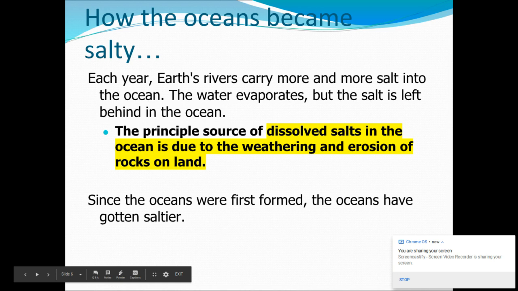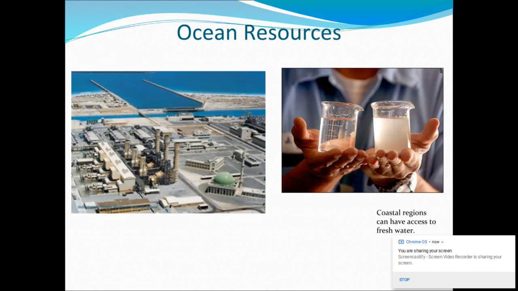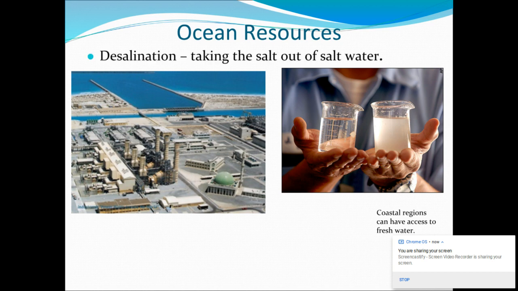So our oceans have actually become saltier if we compare them to when they were first formed. All right, so what can we do with ocean water? It's one of our resources. We can do this thing called desalination. De means to remove, salination, the salt, right? So we're taking the salt out of the water.